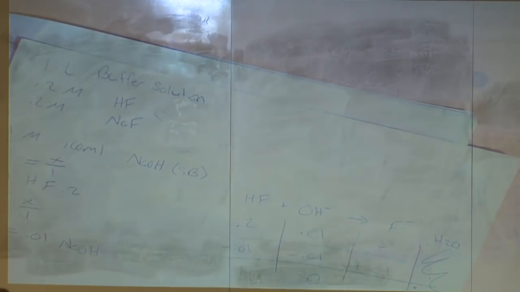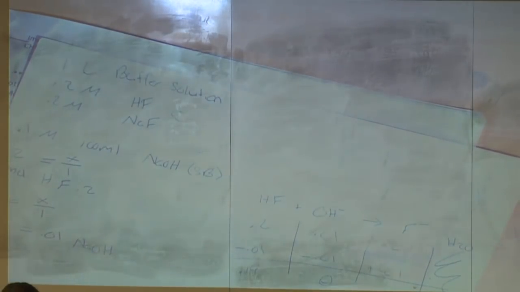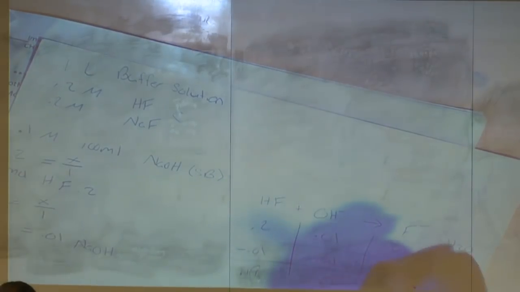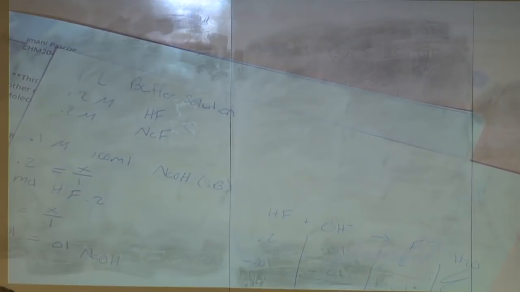All right, so now we're going to subtract the limiting reagent from the reactant side and add that same number to the product side. The limiting reagent is 0.01. That means there's no more of that base we just added. There's 0.19 of the acid, and there's 0.21 of F now. So this is still a buffer, so we're going to use the Henderson-Hasselbalch equation again.